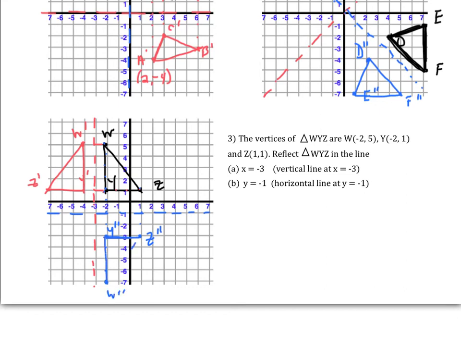Connect all 3 of your points, and you see that your triangle is the mirror image of our original triangle, and it's just reflected over the line y equals -1.